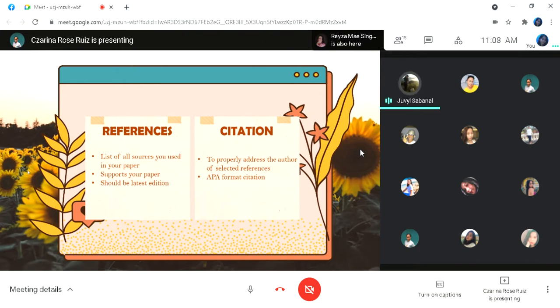Citing the work of others is important because proper citations allow readers to locate the material you use. Citations to sources help readers expand their knowledge of the topic.